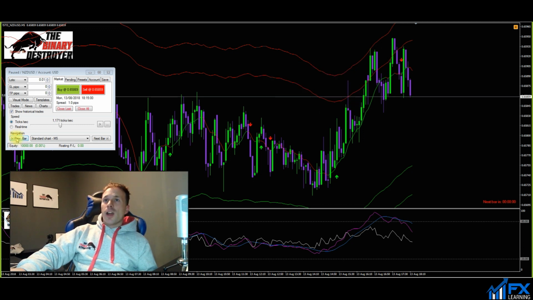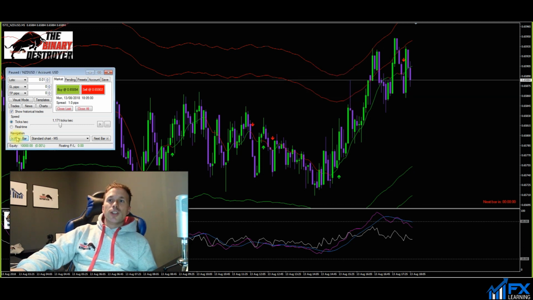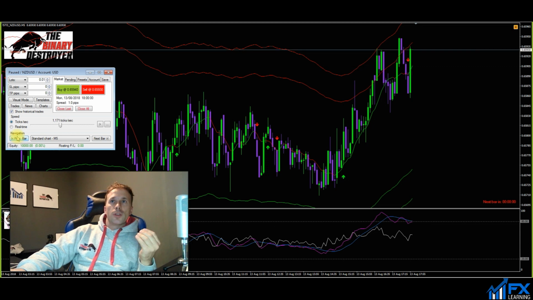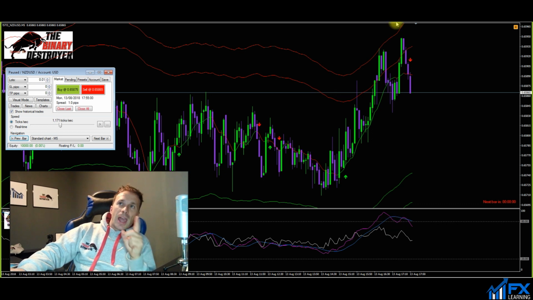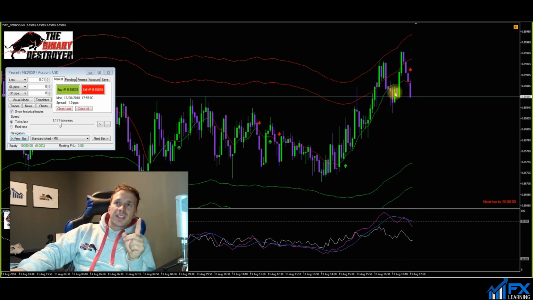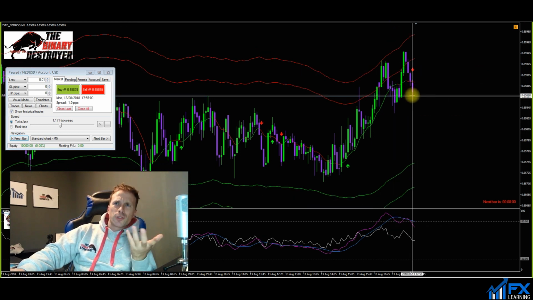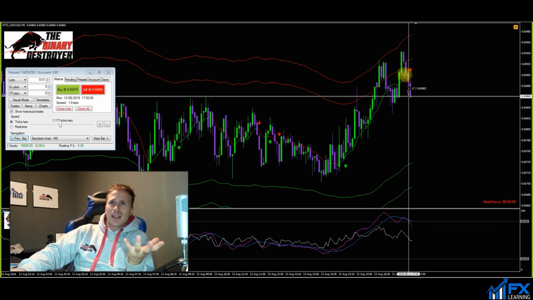Watch this, right? I might actually enter. Notice how we've crossed over on the MACD and RSI. You see this here? We crossed over on the MACD and RSI. I might enter a sell on this signal arrow. I'm going to set a stop loss. I just want to test this to see how good this is.